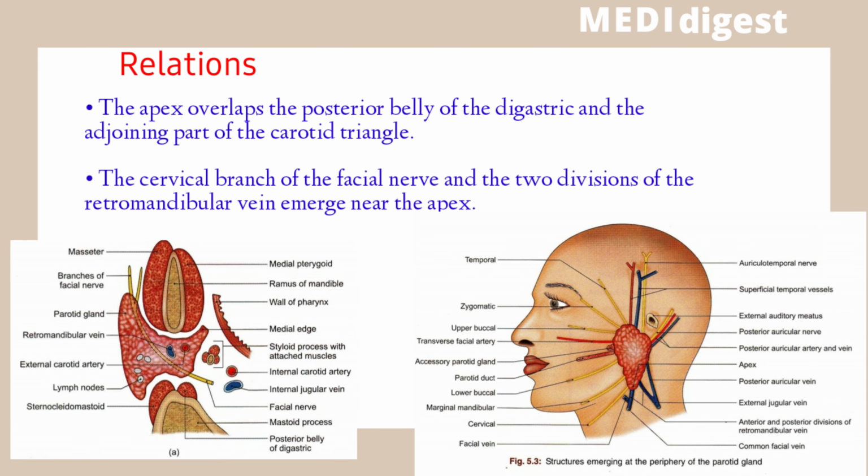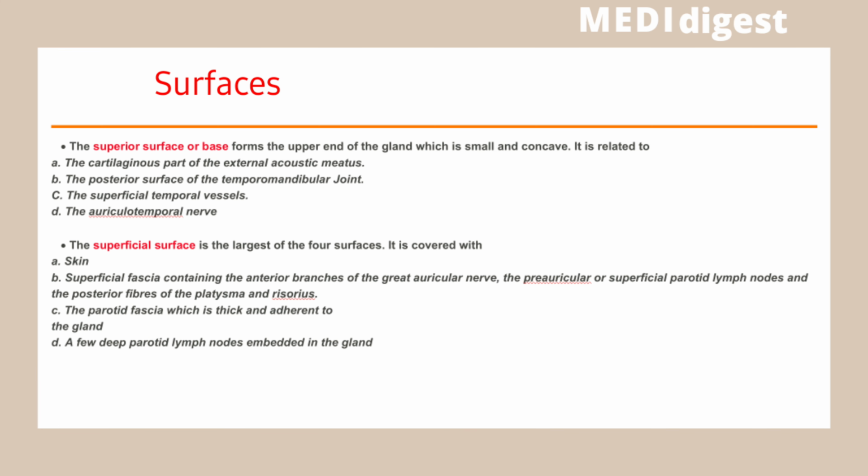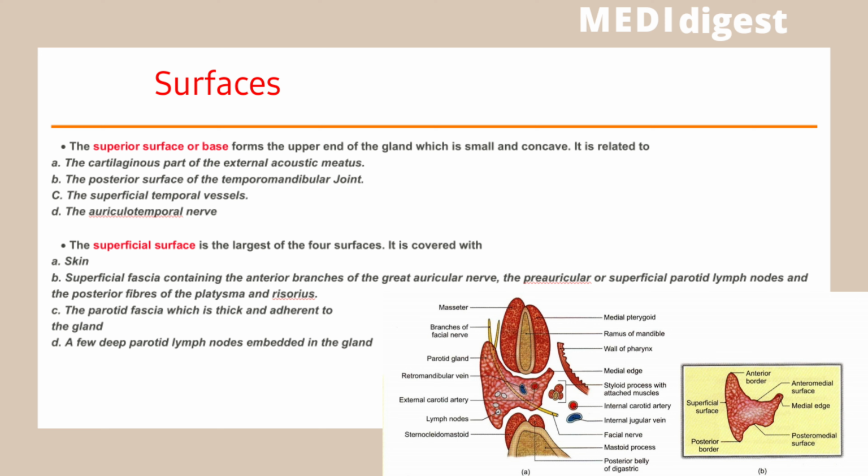The apex overlaps the posterior belly of the digastric and the adjoining part of the carotid triangle. The cervical branch of the facial nerve and the two divisions of the retromandibular vein emerge through it. The superior surface or the base forms the upper end of the gland, which is small and concave. It is related to the cartilaginous part of the external acoustic meatus, the posterior surface of the temporomandibular joint, the superficial temporal vessels, and the auriculotemporal nerve.